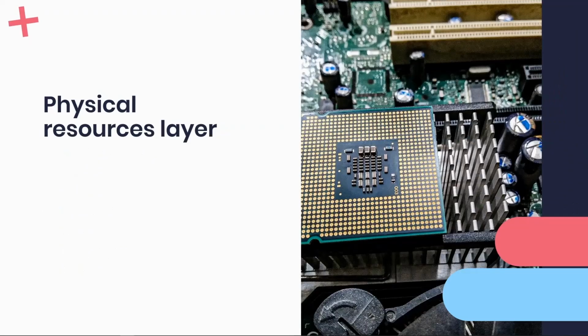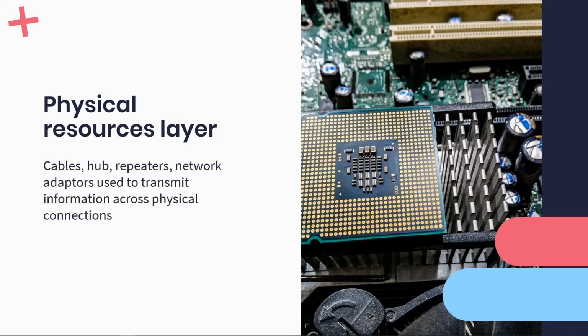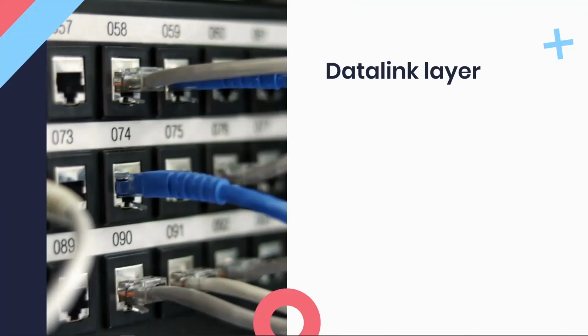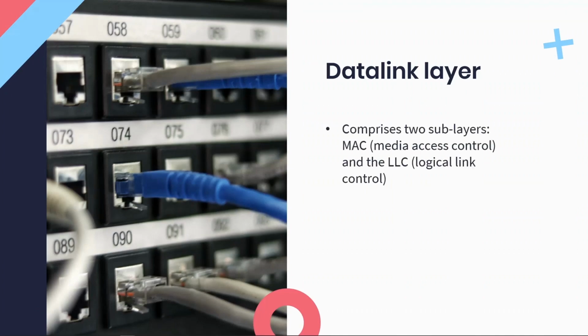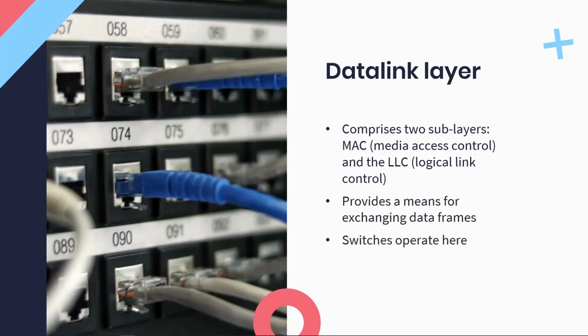Physical resources are things such as cables, hubs, repeaters, and network adapters. All these things have the means to transmit bits or information across physical connections. The data link layer comprises 2 sublayers, MAC, Media Access Control, and LLC, Logical Link Control. It provides a means for exchanging data frames. The devices that mainly operate in this layer are switches.